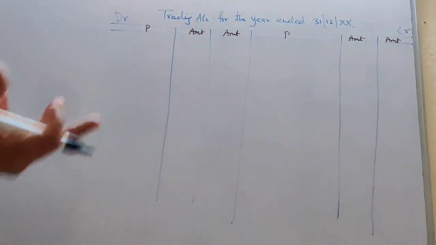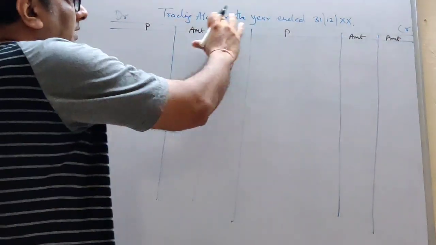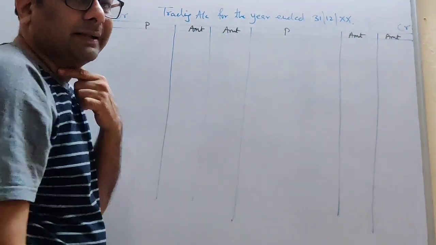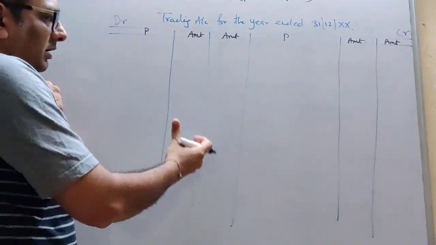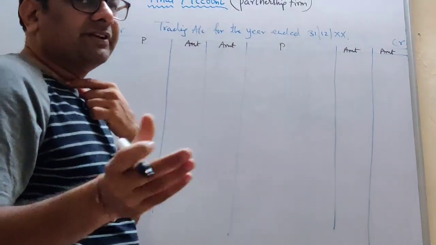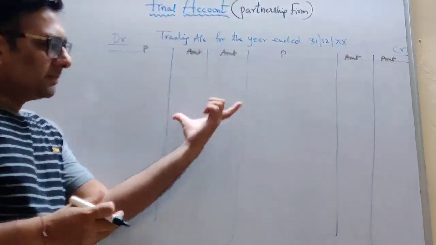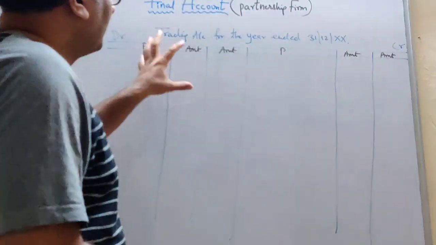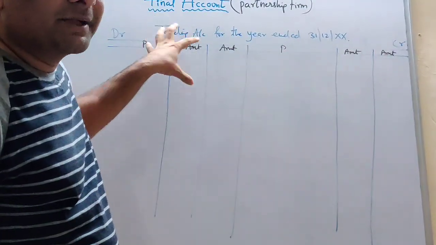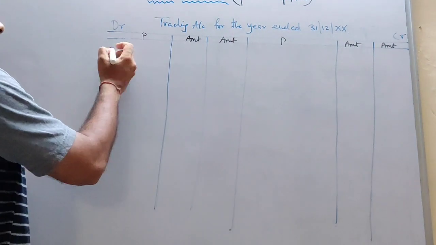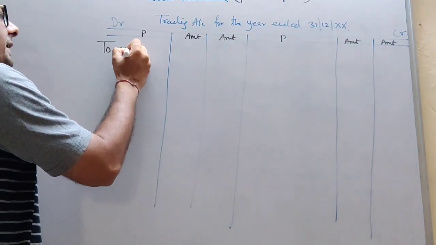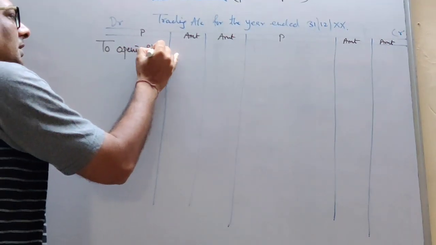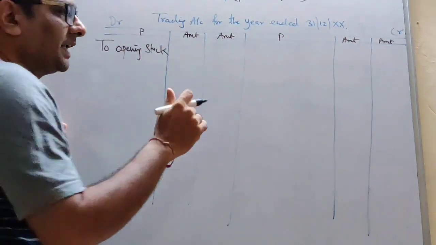So let's understand how to make a trading account, and these are the basic entries. All the entries will not be there in every sum. Only a few of them will be given, but this will give you a big picture of what will come in a trading account. So the very first thing we record is opening stock. What is opening stock? Stock in the beginning of the year.